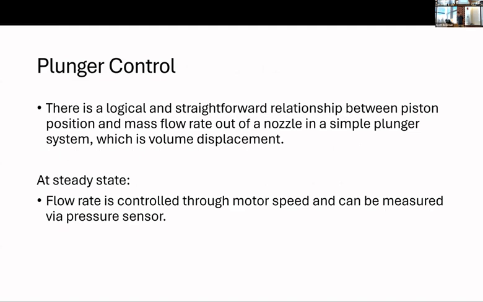Specifically for plunger control, there's a logical and straightforward relationship between piston position and mass flow rate out of the nozzle, and that is volume displacement. At steady state, flow rate is controlled through the motor speed and can be measured via the pressure sensor.